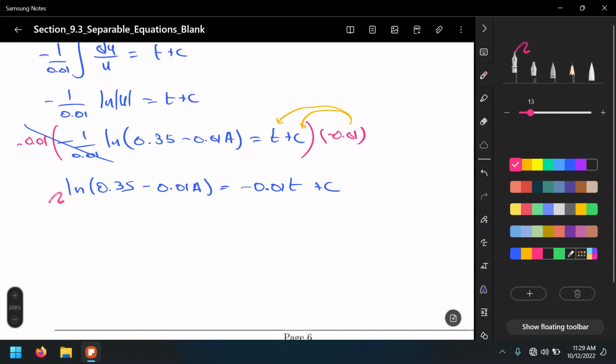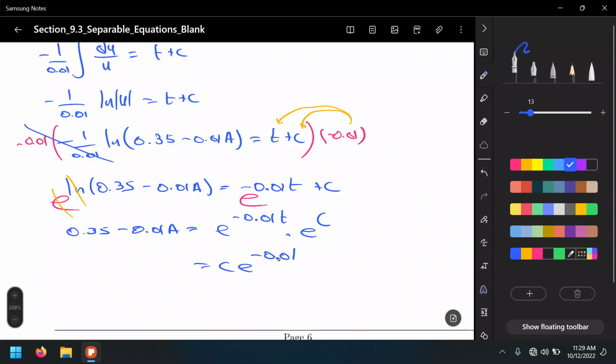All right, so let's exponentiate both sides. That's going to be 0.35 minus 0.01A equals, by laws of exponents, e to the negative 0.01 t times e to the c. But what's going to happen here with the e to the c? What's e to the c? Just another c, right? So that's c e to the negative 0.01 t, and that's 0.35 minus 0.01A.